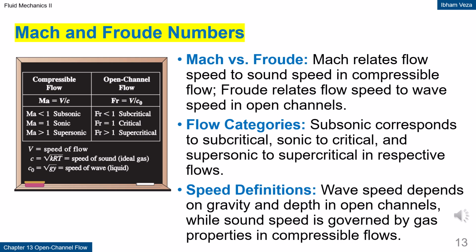Mach and Froude numbers. The Mach number is used in compressible flow to compare the flow velocity with the speed of sound. In open channel flow, the equivalent parameter is the Froude number, which compares the flow velocity with the wave speed. The categories subsonic, sonic, and supersonic are analogous to subcritical, critical, and supercritical. The wave speed in open channels depends on gravity and flow depth. This concept helps classify flow behavior dynamically.